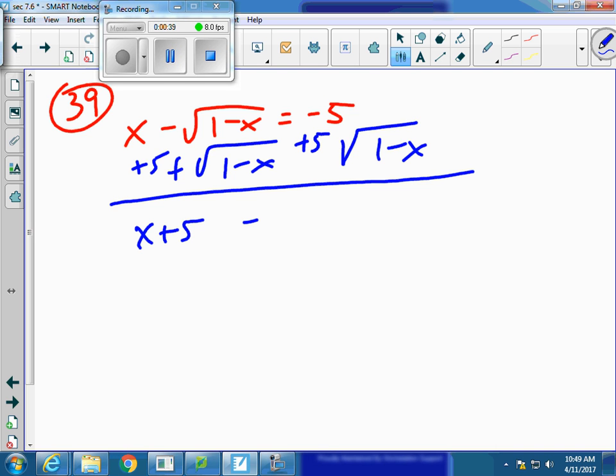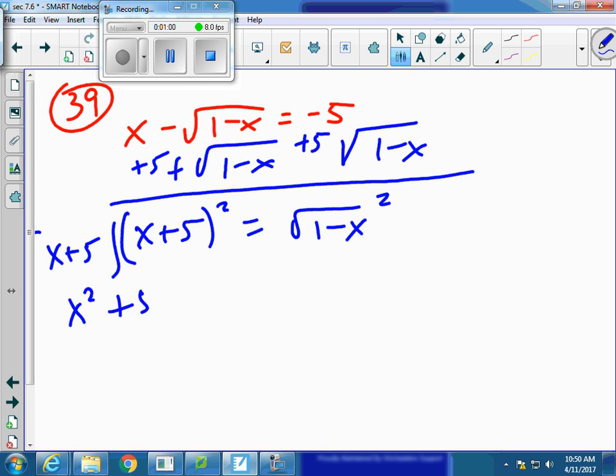These go away, moves to the other side where it's 1 minus x. Now we have it in the form that we want. The radical by itself, everything else on the other side. So now I'm going to square both sides. And squaring means to multiply it by itself. And so I get x squared plus 5x, inside is 5x, last is 25. On the other side, square and square root are opposite operations, giving me 1 minus x.